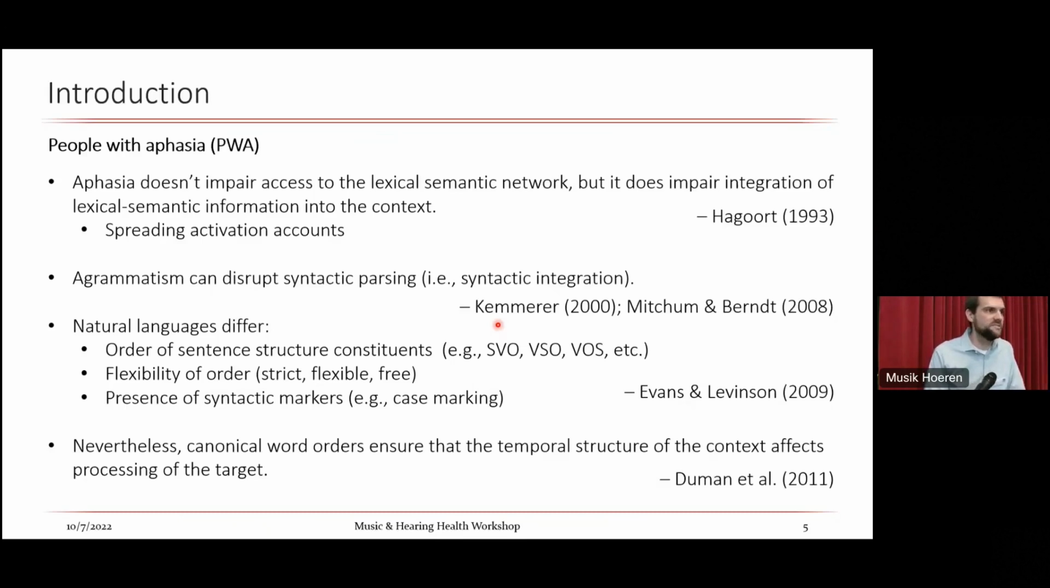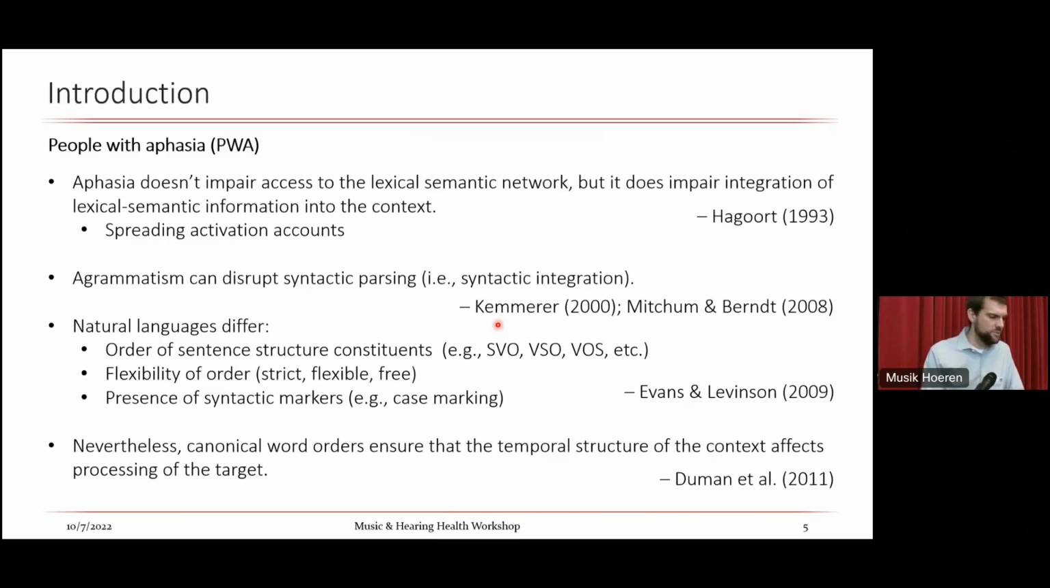Now, having said all that, I want to make a point about temporal structure in language, which is that what we've seen in the last 15 years of research is that this claim that word order is really crucial is not always the case across all the natural languages that we could study around the world. So for example, natural languages differ with respect to the order of sentence structure constituents, right? So you can have subject, verb, object languages like English, SVO. You could also have VSO languages or VOS languages, et cetera.